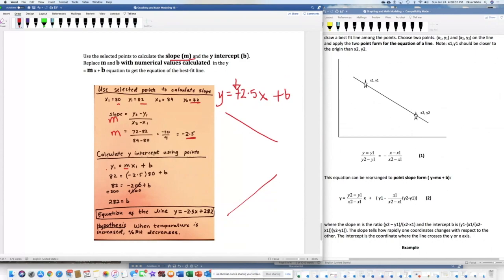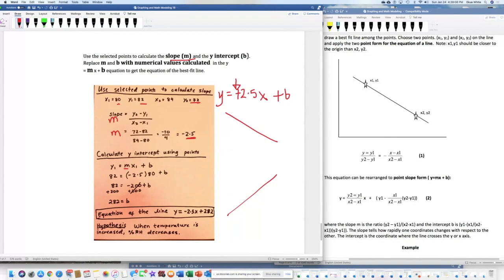What is y1? 82. So I put 82 here. But remember, these are multiplied, not added, right? m is negative 2.5 times 80. That gives me negative 200 plus b, and this is 82. Now we're trying to solve for b.